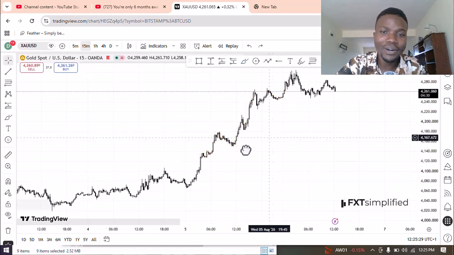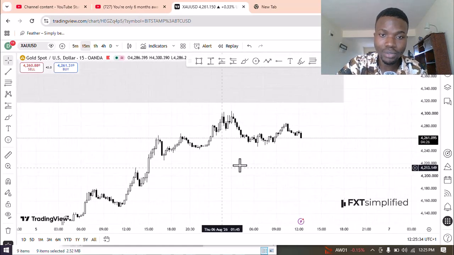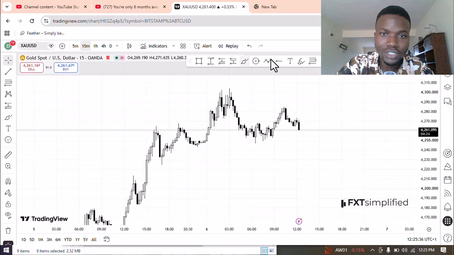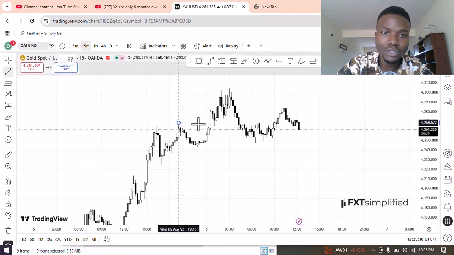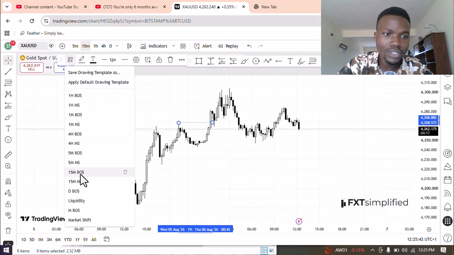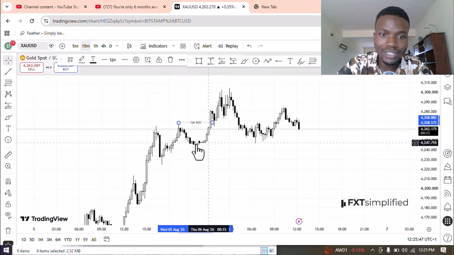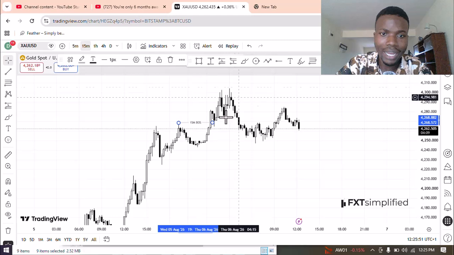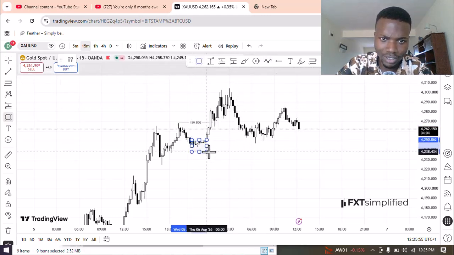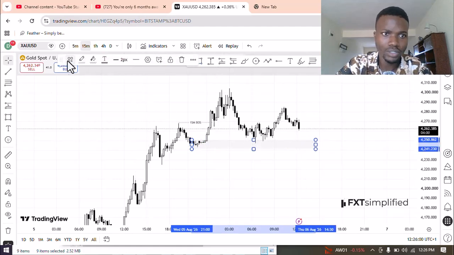So where is my last higher low? It is for me to identify the last break of structure to the upside, right? So this is my last 15 minutes break of structure. Then this is my last higher low, isn't it? So I can say that this is my 15 minutes demand zone.